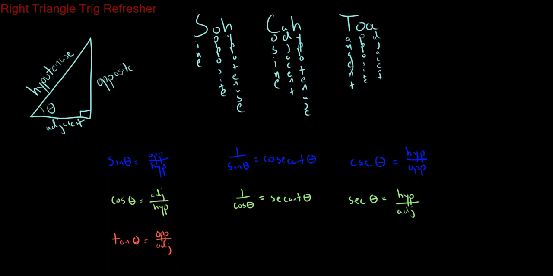And tangent also has a reciprocal. The reciprocal of tangent is cotangent. Not very creative, but it is what it is. Cotangent is abbreviated as COT. So cotangent of theta, and I'm sure you kind of guessed it, if cotangent is a reciprocal of tangent and tangent is opposite leg over the adjacent leg, that just means cotangent is the adjacent leg over the opposite leg. It's as simple as that.